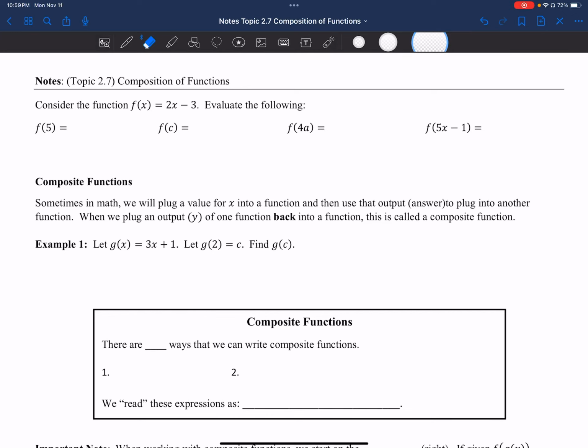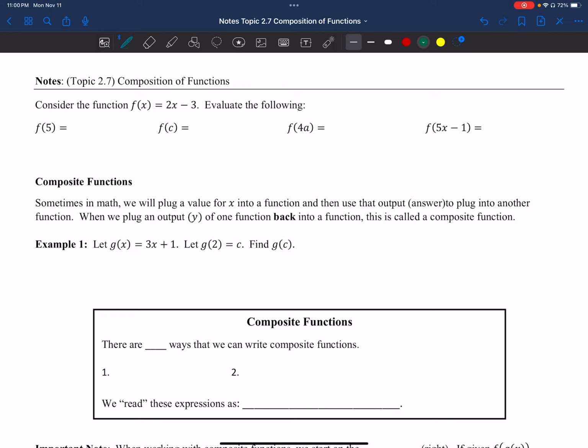Today we will be learning about composition of functions. First, we're going to review how to evaluate functions. So consider the function f of x equals 2x minus 3. Evaluate the following. The first one says to evaluate f of 5.